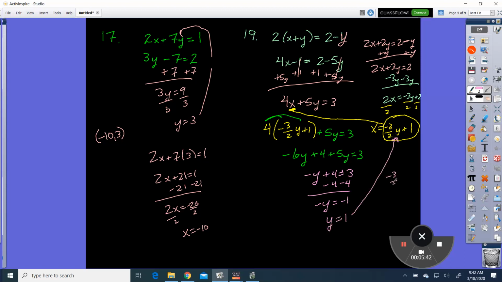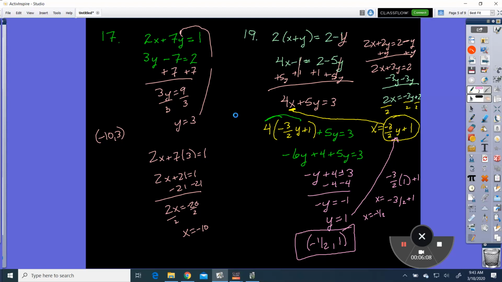I'm going to have negative 3 halves times 1 plus 1. So negative 3 halves times 1 is just negative 3 halves, plus 1. So 1 minus 3 halves is negative 1 half, and this is x equals. So x equals negative 1 half. So my ordered pair is negative 1 half, 1. So that's number 19. Okay.